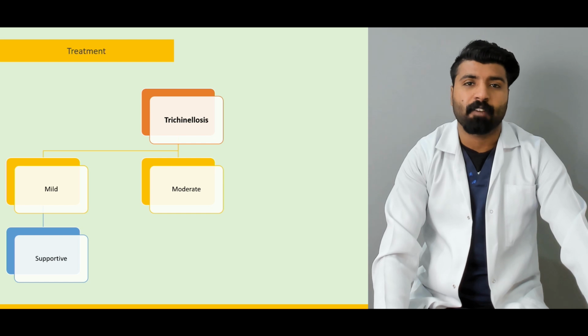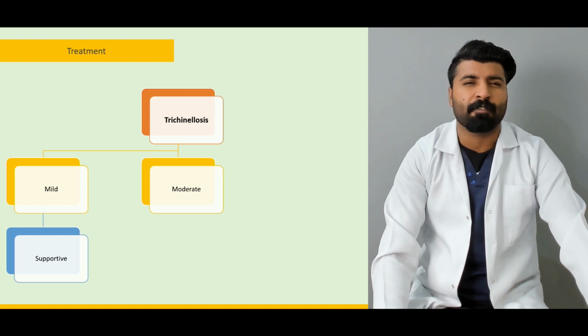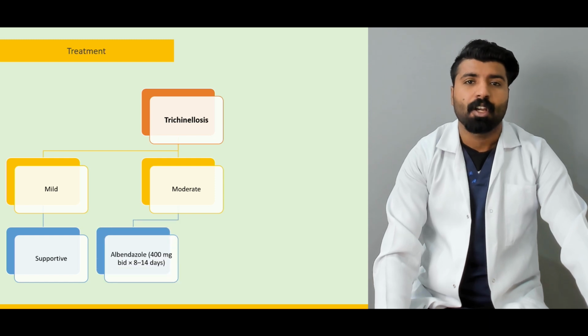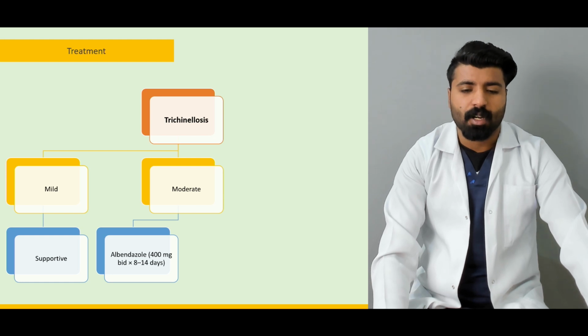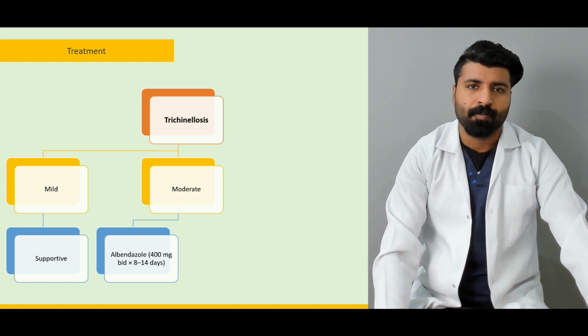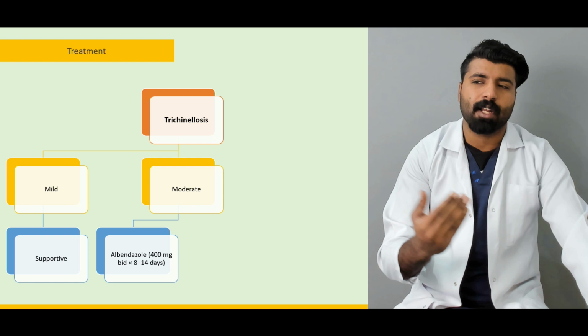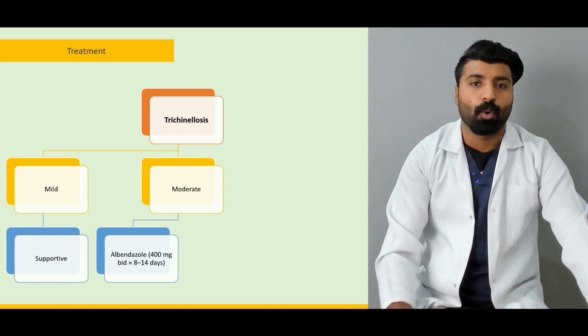But if it's a moderate infection, in which infestation is there and involvement of other systems is there, you give albendazole. Albendazole is given in a dose of 400 milligram orally, BID. BID treatment means that you'll give it twice a day, like 6 p.m. or 6 a.m., for 8 to 14 days.